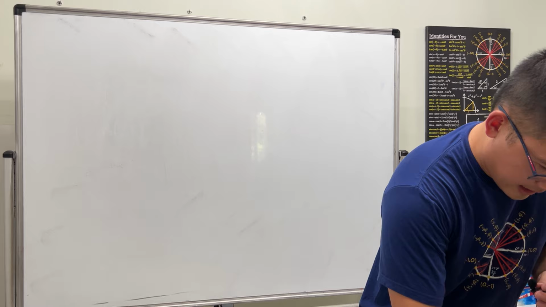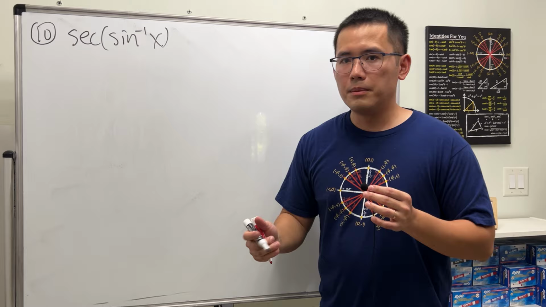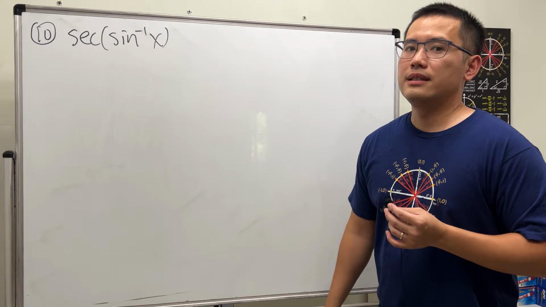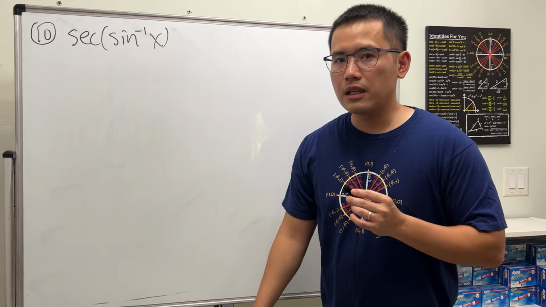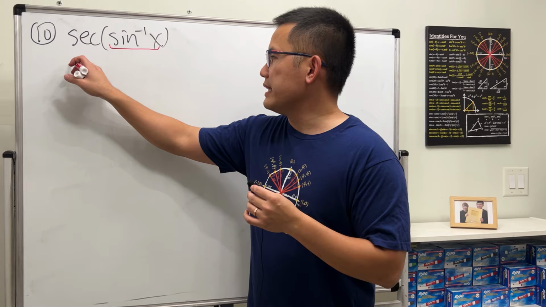All right, number 10, we are looking at secant of inverse sine of x. And then we are going to write this in terms of an algebraic expression involving square root. So how can we do that? Well, let's think about this a little bit. When we have inverse sine, in fact, any inverse trig function, they all represent an angle. So we can just start off by saying that's an angle theta. So theta equals inverse sine of x.